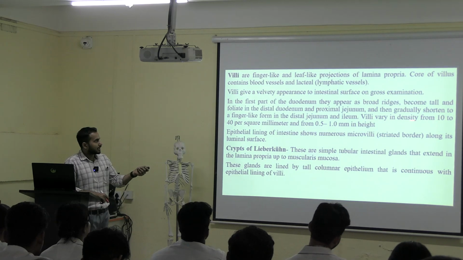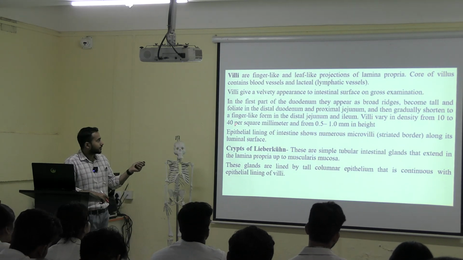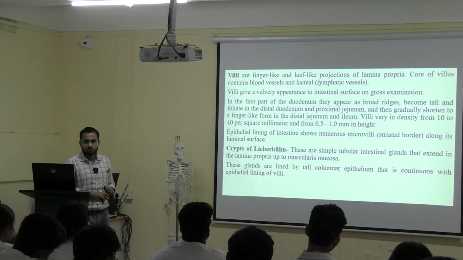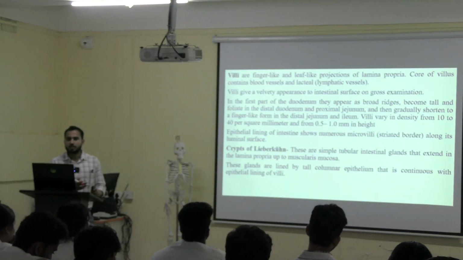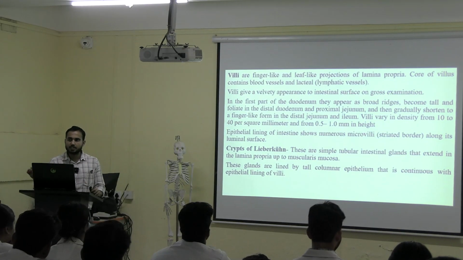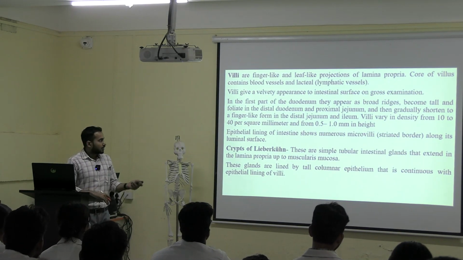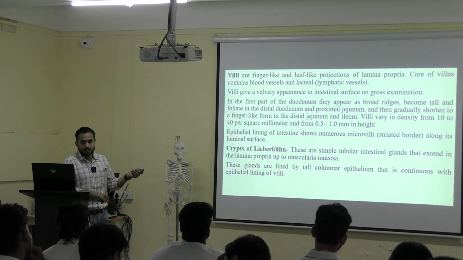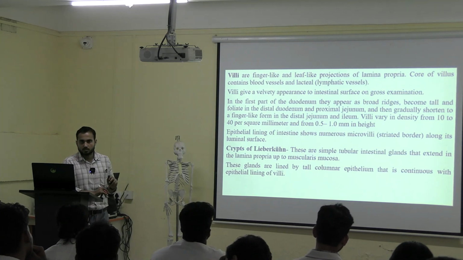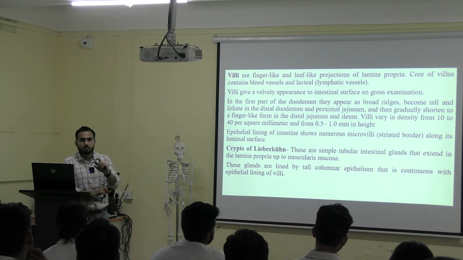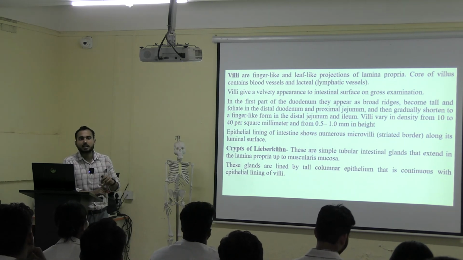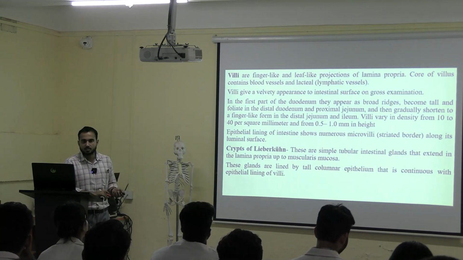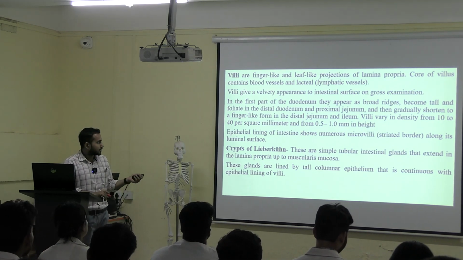Next, the density of villi also changes. It is 10 to 40 per square millimeter, and it varies. In the duodenum it is more, in the jejunum it is less, and in the ileum it is very less. Here you can see the height is 0.5 to 1 millimeter. That means the villi are not microscopic. You can see them easily with the help of a magnifying lens. These are not microscopic structures.